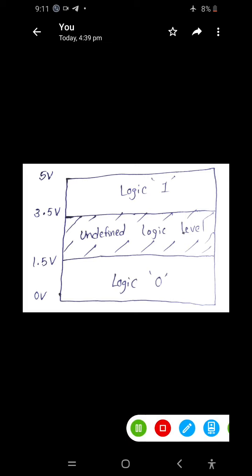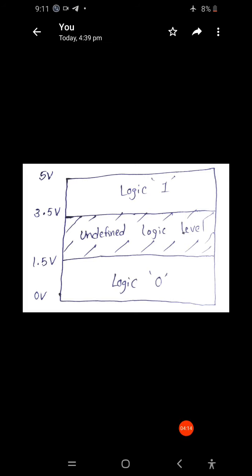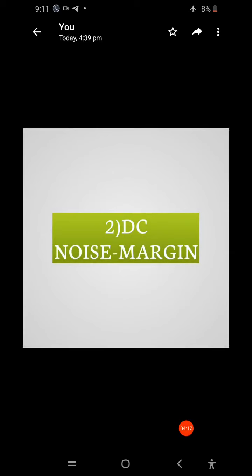Next one is DC noise margin. Noise can alter the output voltage levels produced by the gate. So it can alter the output also, but the noise should not change a level from low level to high level or high level to low level.